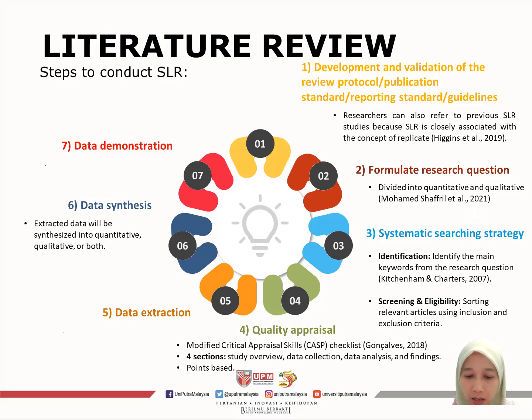The fourth step is quality appraisal. This SLR adopted the modified Critical Appraisal Skills Programme, CASP, checklist, due to the similar construct of the study. This checklist consisted of 15 items under 4 sections: study overview, data collection, data analysis, and findings. For each criterion, the reviewer will award points accordingly: 0 points for no, 1 point for cannot tell, and 2 points for yes. At the end, the total points will be calculated. An article is deemed low quality if the total score is 0 to 10 points, medium quality from 11 to 20 points, and high quality from 21 to 30 points.